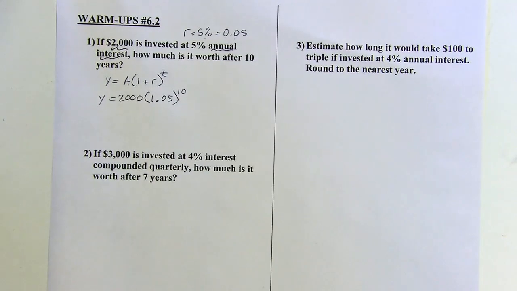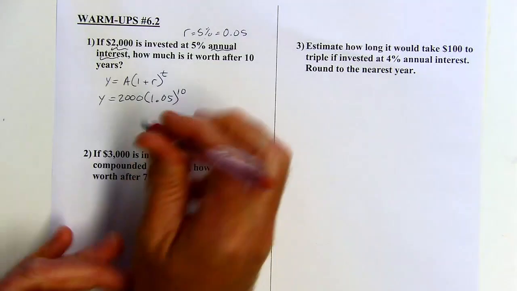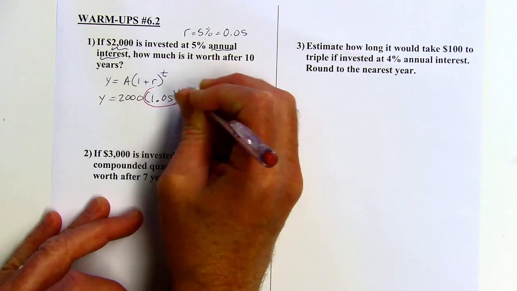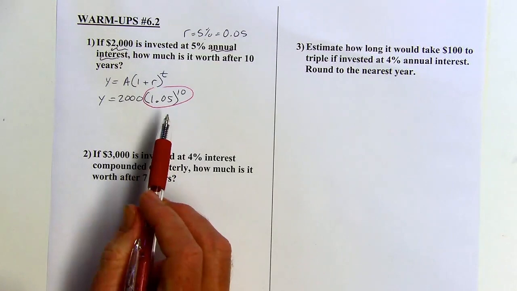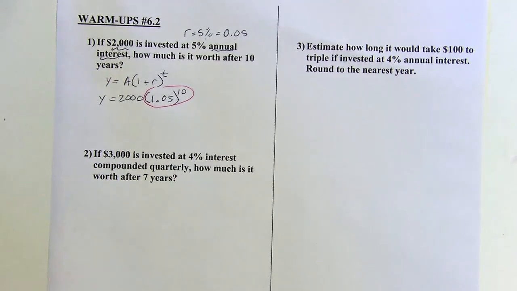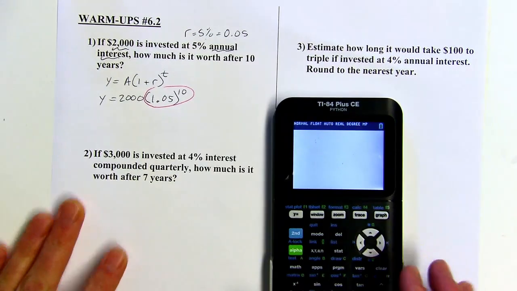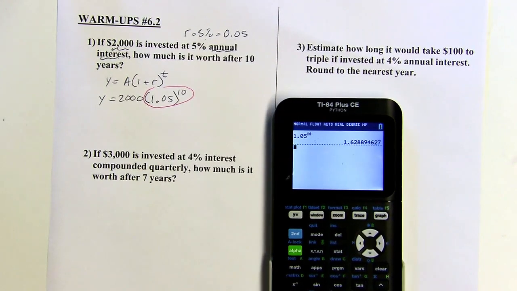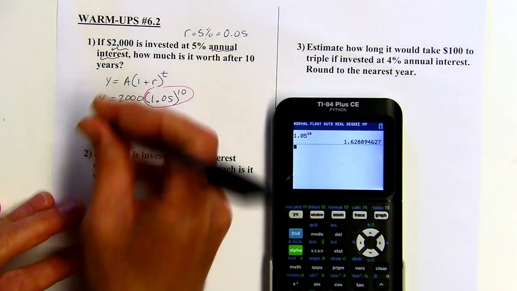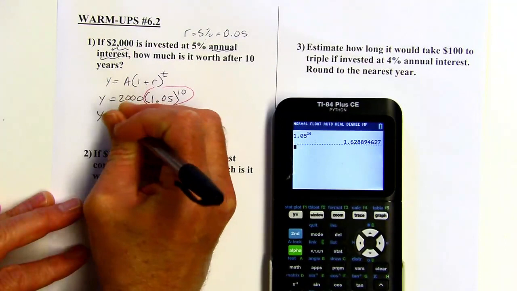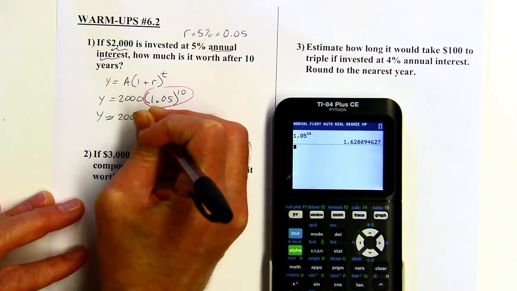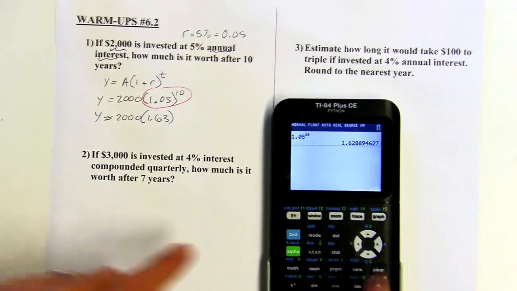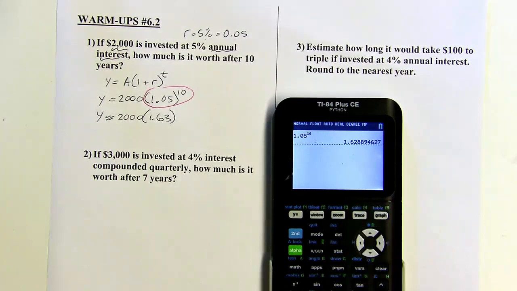Now, next step is to simplify and make sure you do the exponent before the multiplication. So I'm going to use my calculator, but I'm going to do that, and then I'll multiply by 2,000 last. You got to follow PEMDAS, order of operations, right? 1.05 to the 10th is this. So y is about 2,000 times 1.63, something like that. But I'm going to use that nice long decimal. I'm not rounding as I go, even though I did when I wrote that down.